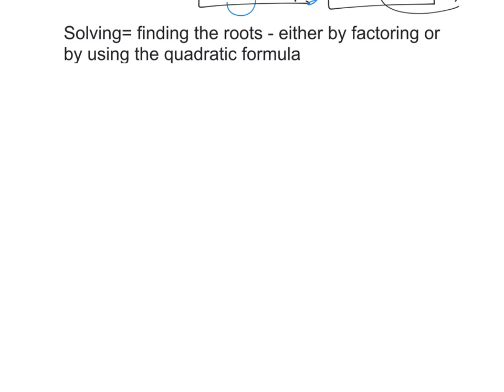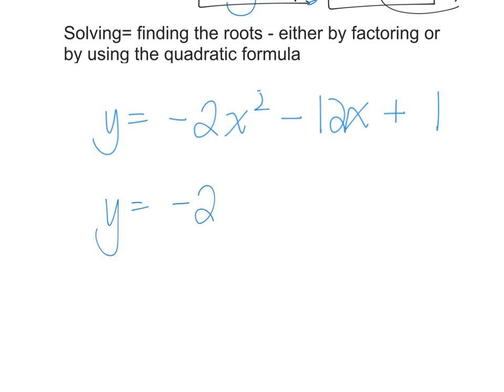So let's say our equation is y equals negative 2x squared minus 12x plus 1. Remember that completing the square means changing from standard form, which is what we're given here, to vertex form. The first thing we do is we factor out the common factor. So negative 2 is our a value, that's our GCF, and it goes in front of the brackets. We factor it out only for the first two terms. So we're going to make sure that we leave the positive 1 at the end.